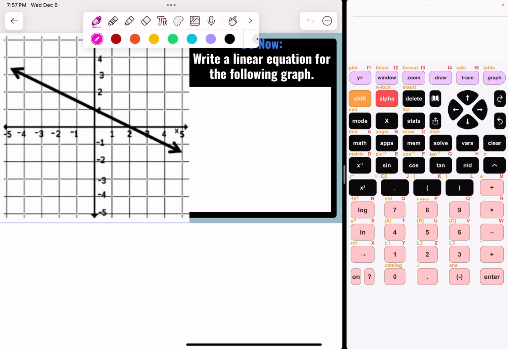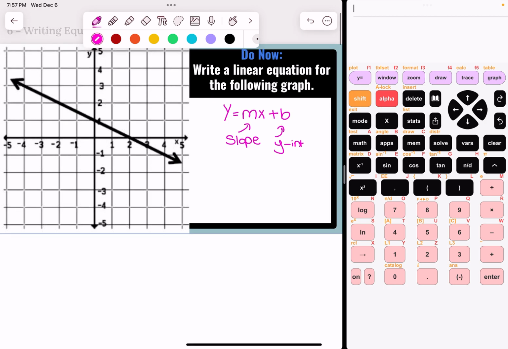This is a straight line, which means it's linear. The slope is a constant rate of change. So the equation we use is y equals mx plus b, where m is our slope and b is our y-intercept. So we are going to have to find these two things. I normally start with finding the y-intercept. The y-intercept is the point where the graph, the line, crosses the y-axis. So here, it crosses at 1. So our y-intercept is positive 1.